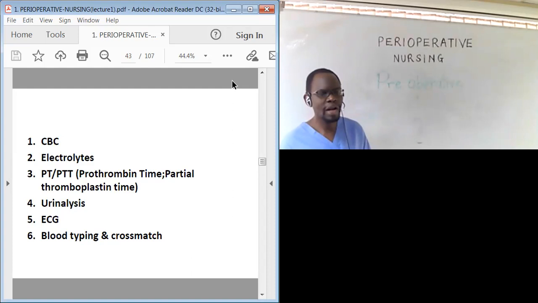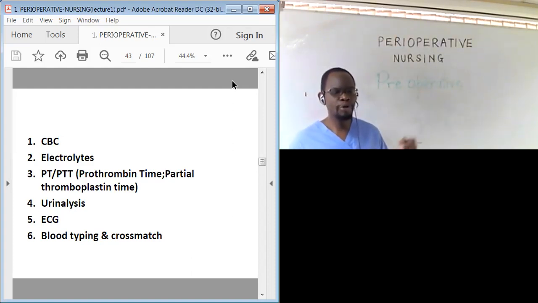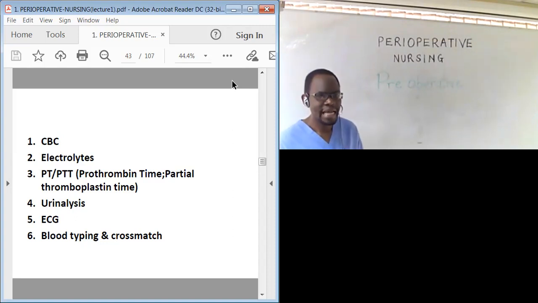CBC, electrolytes, PT/INR. PT basically means prothrombin time, and PTT is partial thromboplastin time. These give us a clue on the bleeding and clotting time of the patient. Then urinalysis, ECG, echo, blood grouping and cross-match, among others.